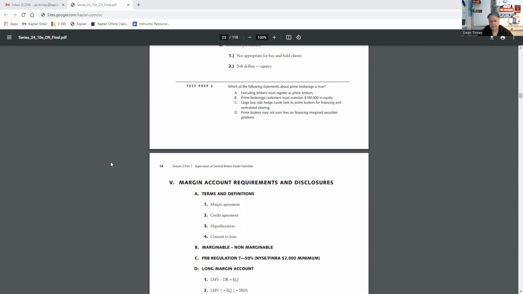Prime brokerage customers must maintain 100,000 equity. And there we go. C. Large buy-side hedge funds look to prime brokers for financing and centralized clearing. Again, I don't want to get 8 different sets of statements from people I'm doing business with. One set of statements. That's why it's my prime broker. They provide my margin finance, my clearing. So I tell my executing broker to settle up with them. The answer to test prep 3 is C.